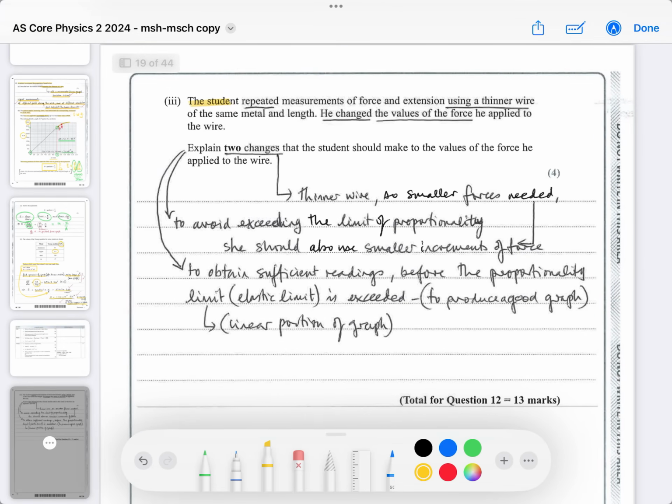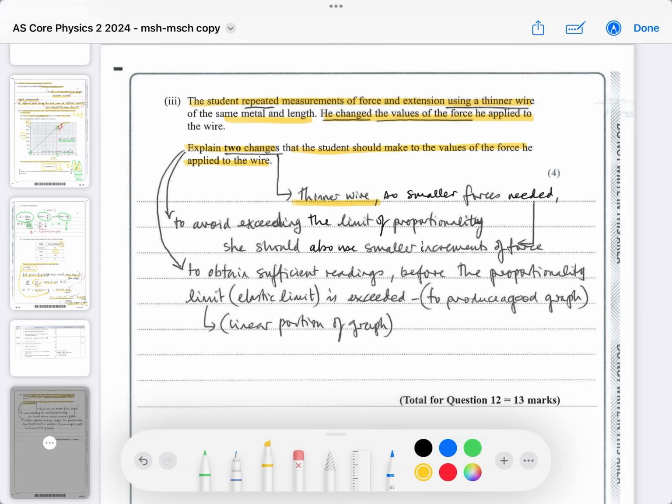The student repeated measurements of force and extension for a thinner wire. So same metal, same length, just thinner, so only one variable changes. He changed the values of the force he applied to the wire. Why did he do that? You've got to explain the two changes that the student should make to the values of force that he's applying to the wire if he's using a thinner wire.